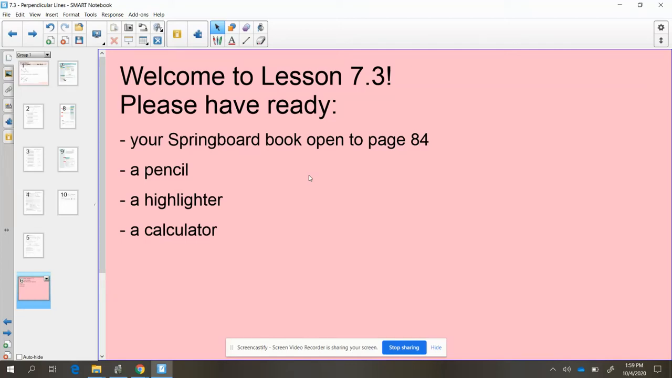Everyone, we have finally made it to the end of activity 7 with lesson 7.3. Big stuff today, talking all about perpendicular lines, finally, officially. This is starting on page 84 in your Springboard book, and you're going to want a pencil, a highlighter, and possibly a calculator as well.